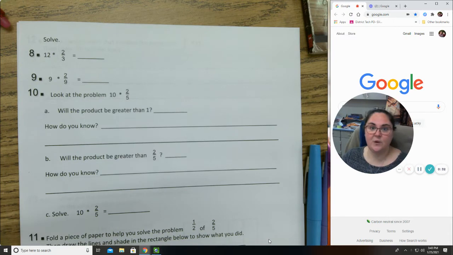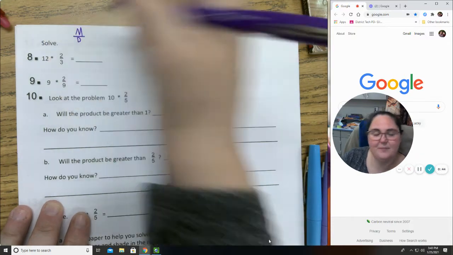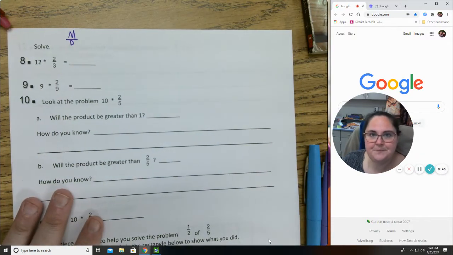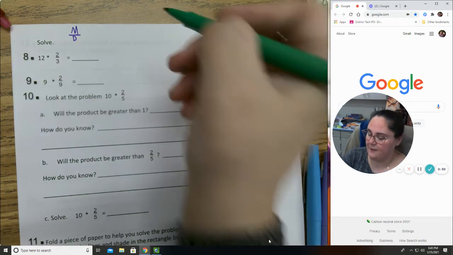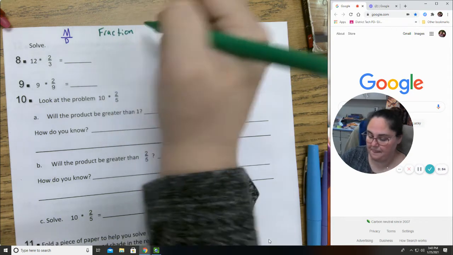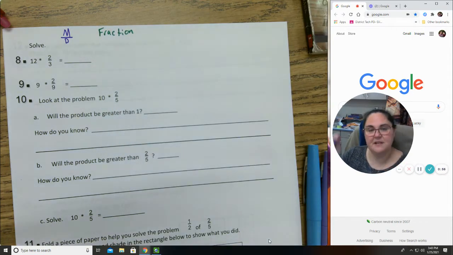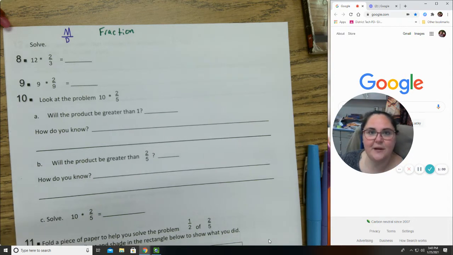So number 8 is where we're going to start. This is about halfway through the test. And this is a fraction times a whole number. So a couple of ways we learned how to do this problem. Again, we learned the MD method where you multiply by the top, divide by the bottom. We also learned a way where you can multiply by a fraction. So we'll call that a fraction method. Okay, so I'm going to do the MD, the multiply by the top, divide by the bottom in my purple. Fraction we're going to do in blue.